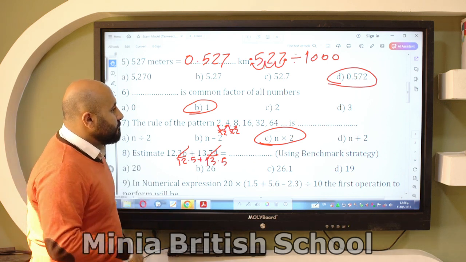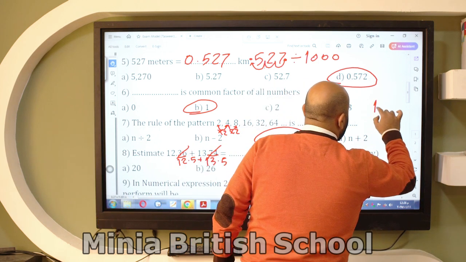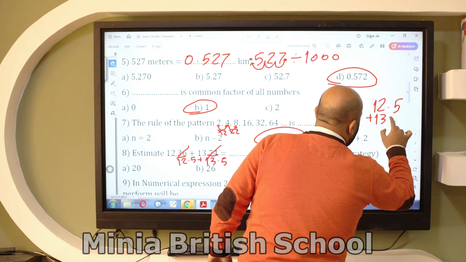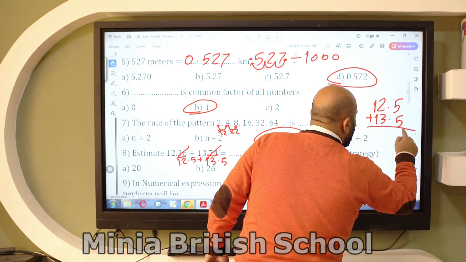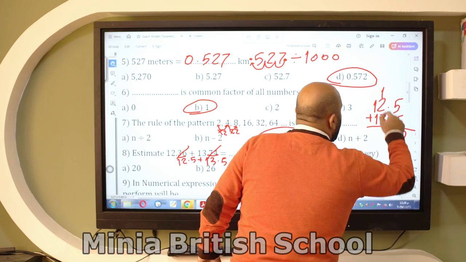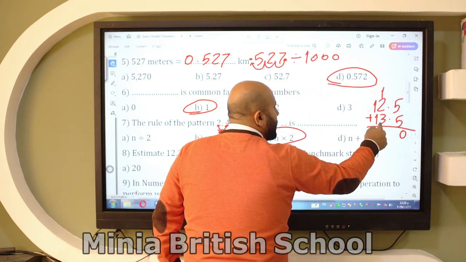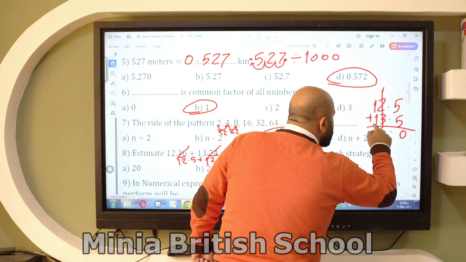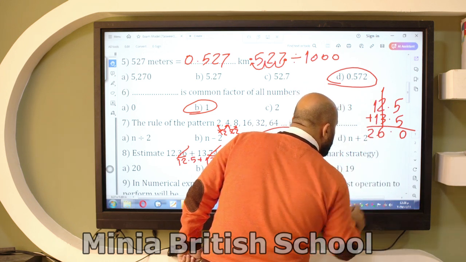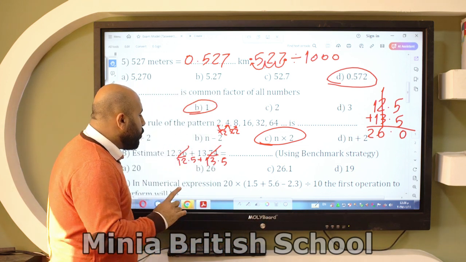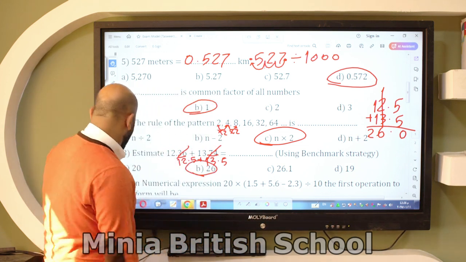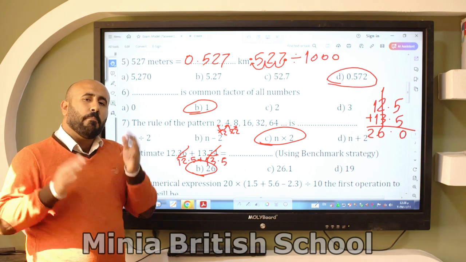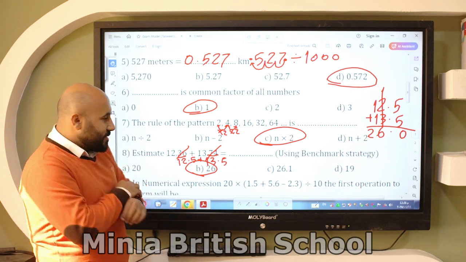12.5 plus 13.5. 5 plus 5 equals 10. 0, carry 1. 1 plus 2 equals 3. 3 plus 3 equals 6. And don't forget the decimal point. 1 plus 1 equals 2. So it will be 26 as a whole number. And here is our choice, 26. Is it clear for you? I'm hopeful so. Let's get to the next.